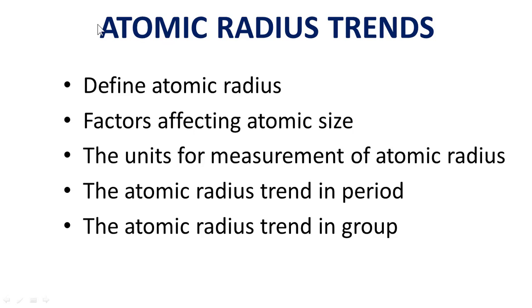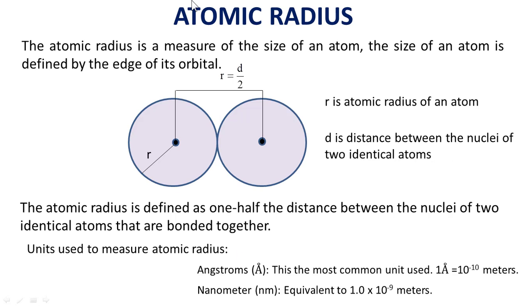In this video lesson, I am going to share with you atomic radius trends. The main content for this lesson is, first, defining the atomic radius. The second is factors that affect the atomic size. The third is the units for measurement of the atomic radius. The fourth is the atomic radius trends in periods. And the last one is the atomic radius trends in groups. Now let's begin with atomic radius.